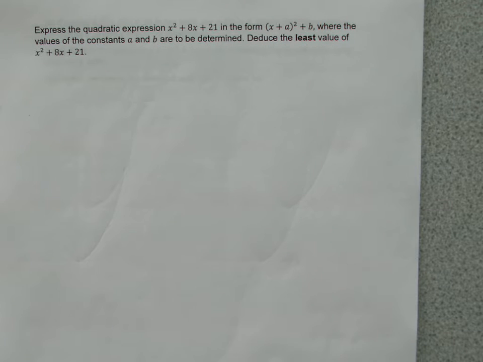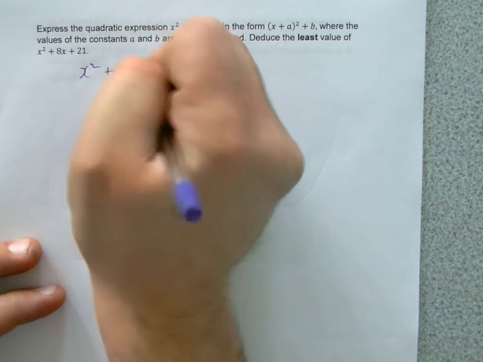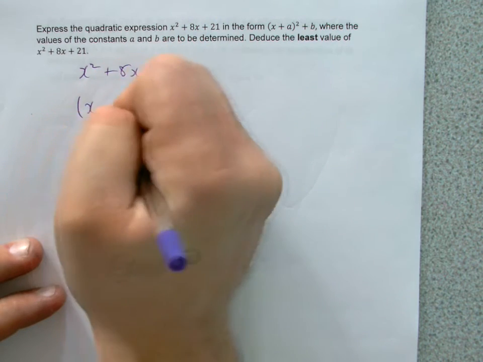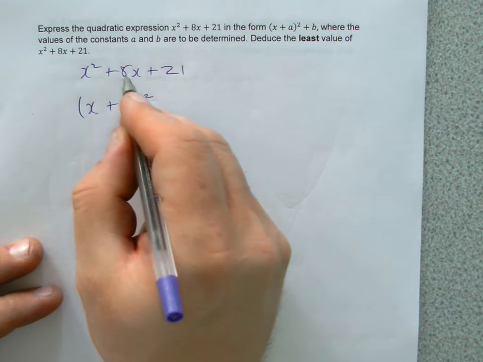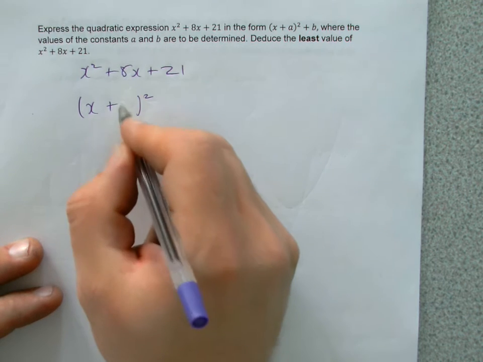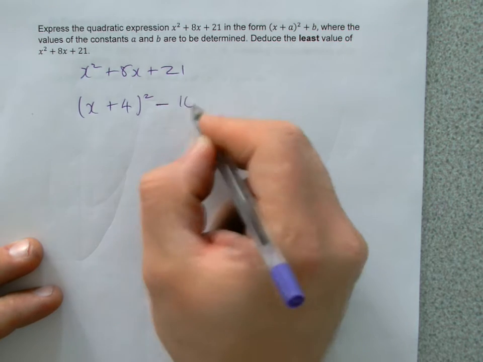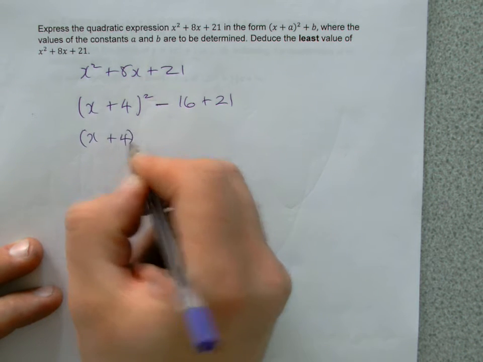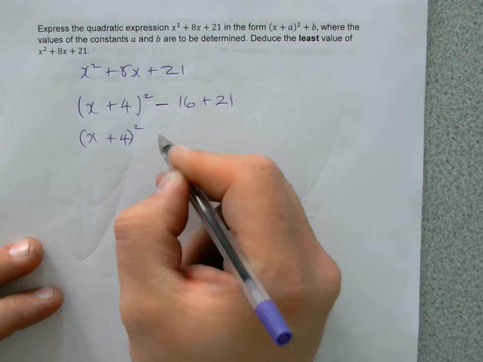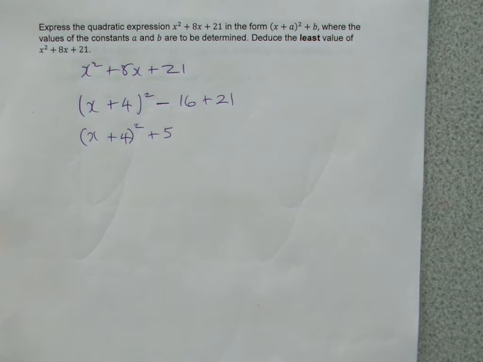Right, express the quadratic expression in the form (x + a)² + b and so on. So we'll do the same thing again now, here. You have a bracket, and remember what we've got to do: bracket squared, we halve that value, so half of plus 8 is plus 4. Then you always take away the square of this, which is 16, add 21. So this becomes (x + 4)² and minus 16 plus 21 is plus 5.